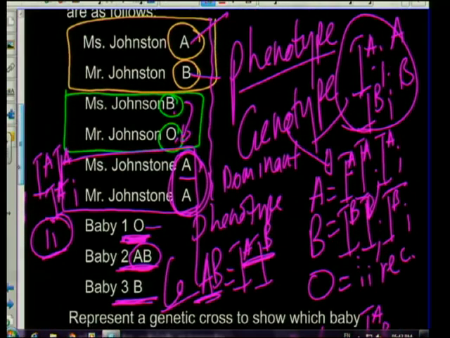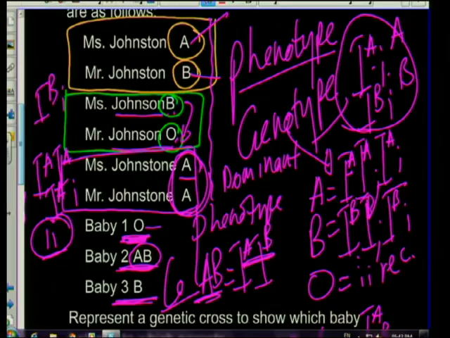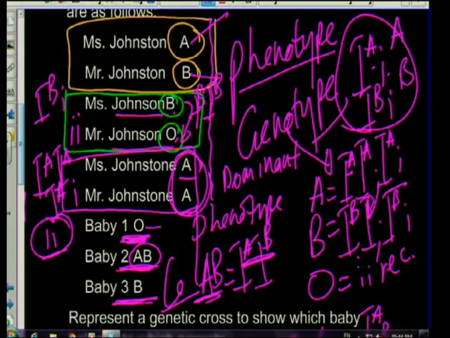Let's look at the next set of parents. Can they have AB? No, because Ms. Johnson is B and Mr. Johnson, the father, is O. So they can either have children that are B, or children that are O if Ms. Johnson is IBi, heterozygous. If she is IBIB, then all their children can only be B, because B is dominant over O, since Mr. Johnson can only be small i's. So they can't have an AB child.